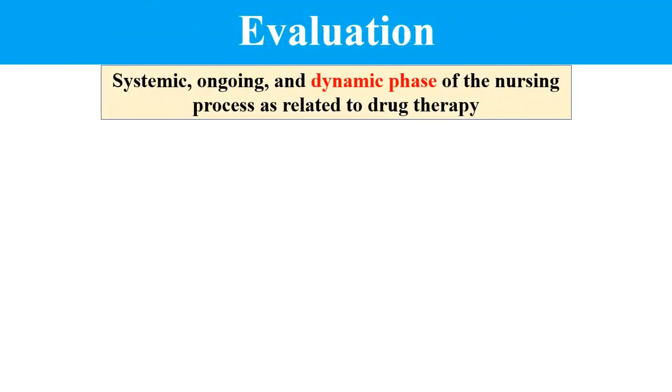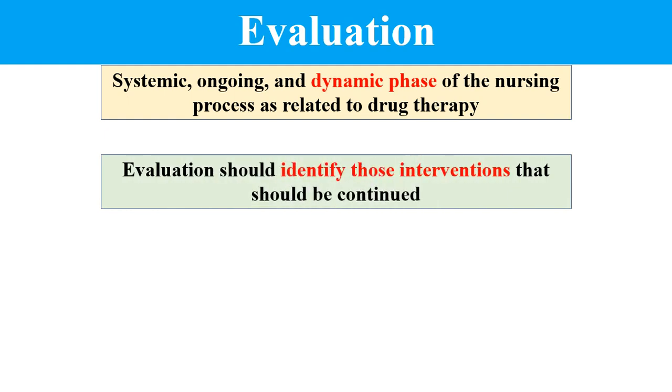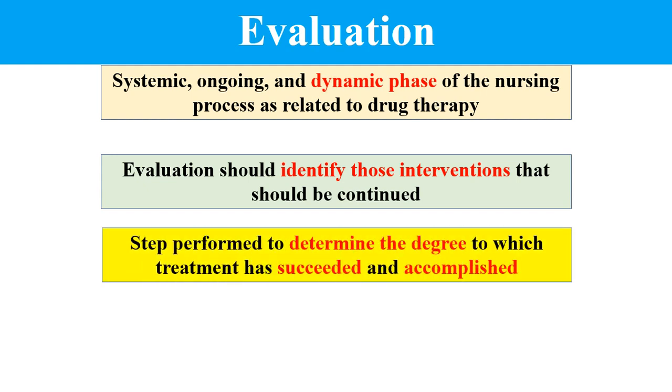And the fifth step of the nursing process is evaluation. It is a systematic, ongoing, and dynamic phase of the nursing process as related to drug therapy. As we say, we speak about the nursing process regarding pharmacology. So evaluation should identify those interventions that should be continued, or the steps performed, to determine the degree to which treatment has succeeded and accomplished.